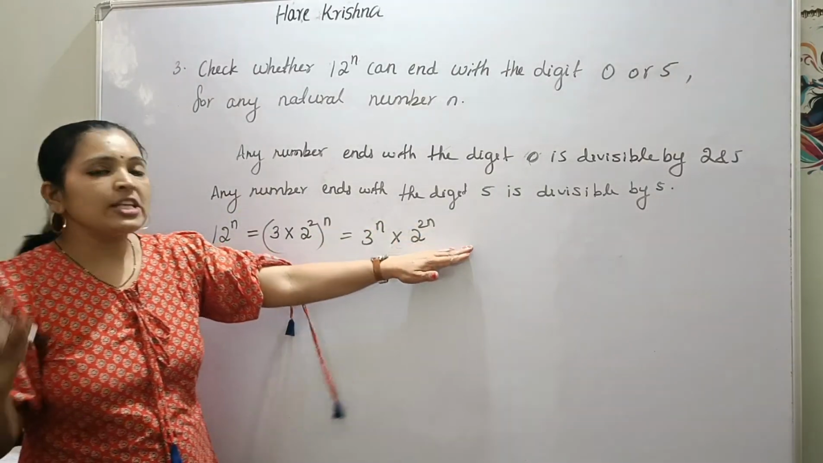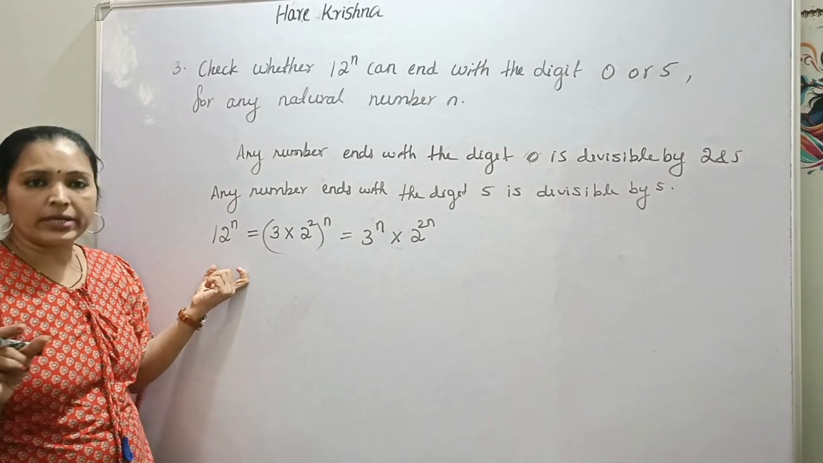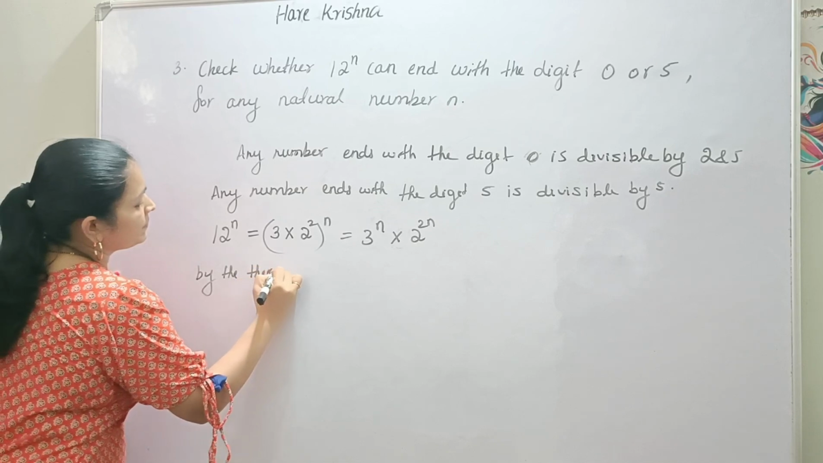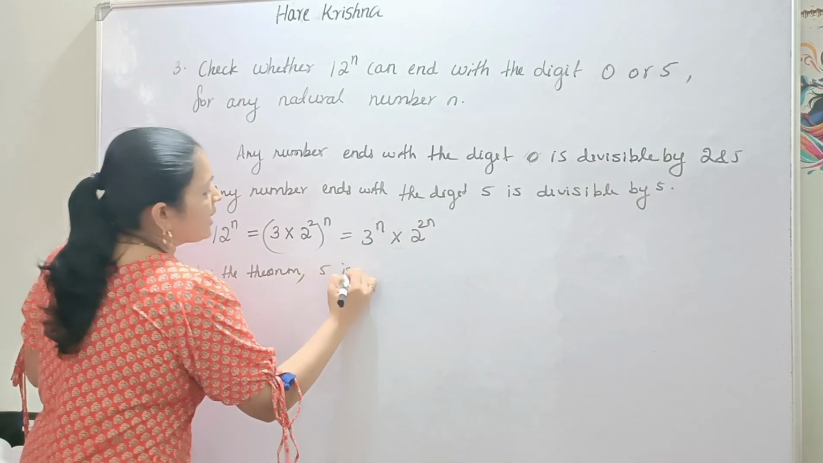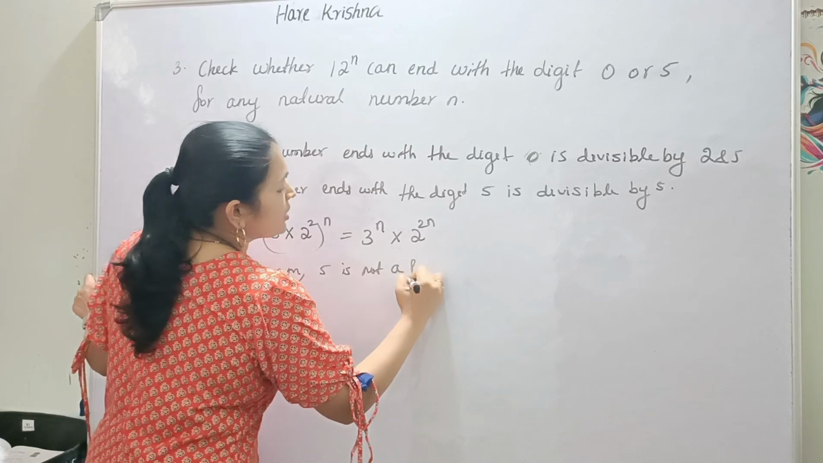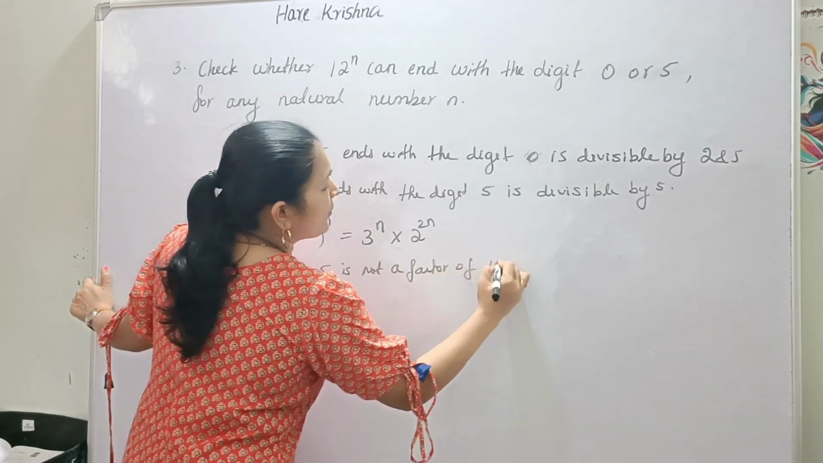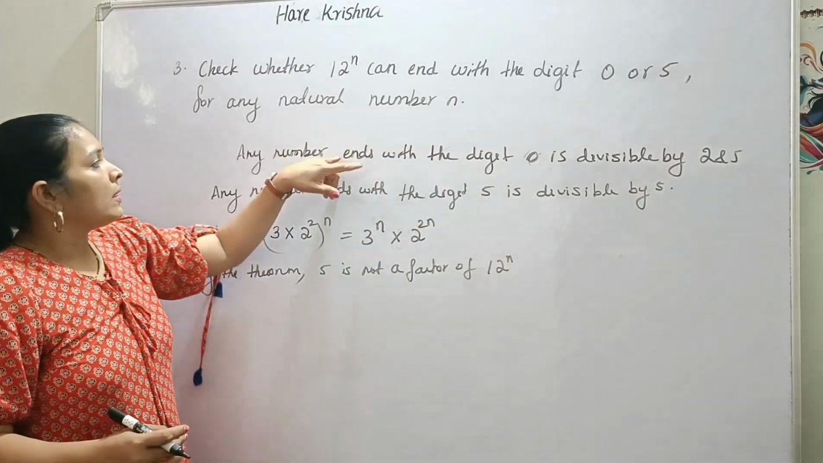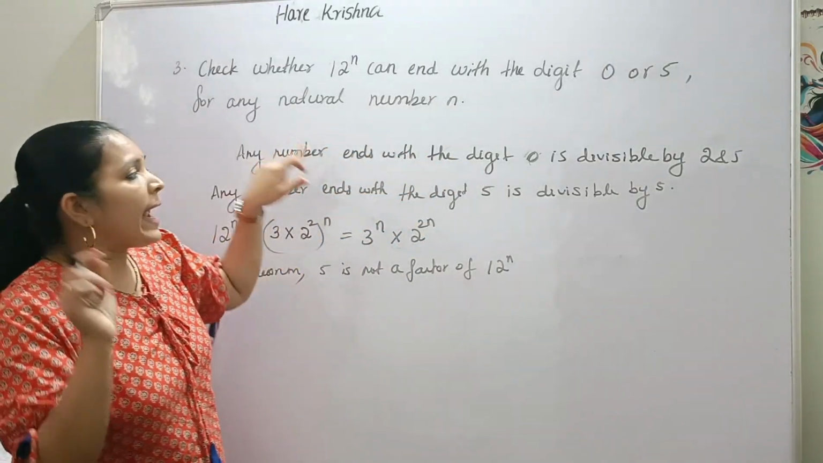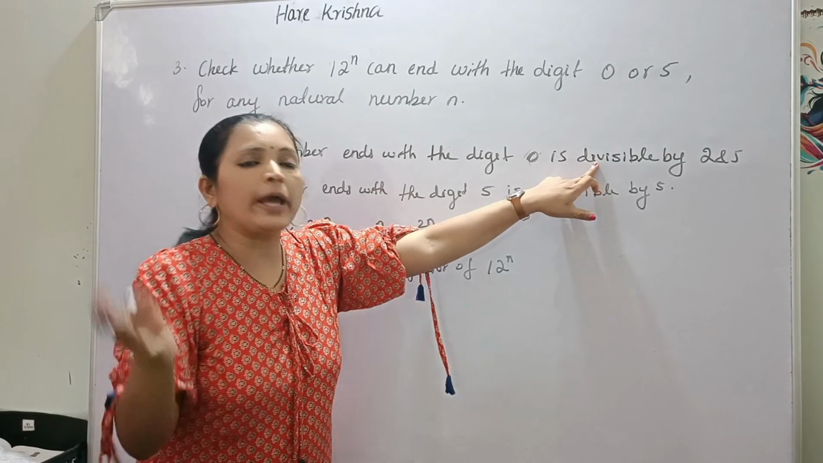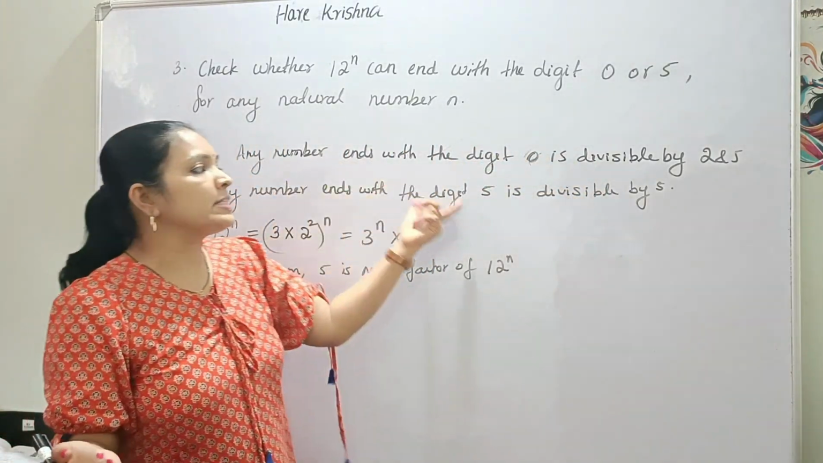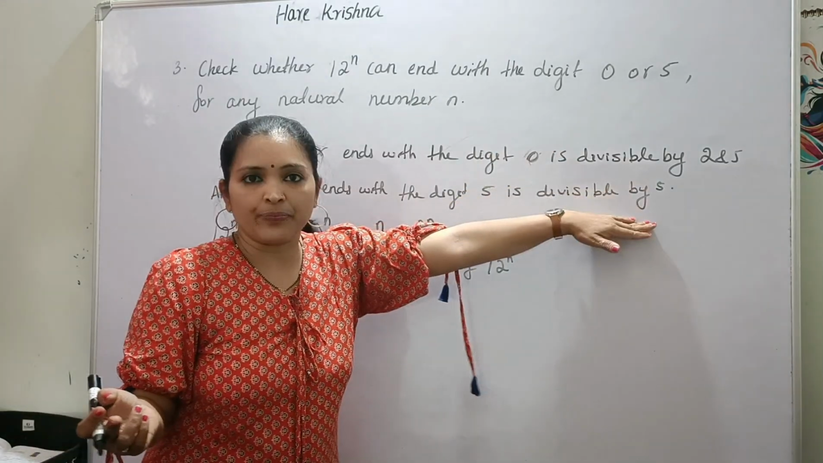That means 5 is not a factor of 12 raised to n. So by the theorem, 5 is not a factor of 12 raised to n. Now see here, any number that ends with the digit 0 is divisible by both 2 and 5. And any number that ends with the digit 5 is divisible by 5.